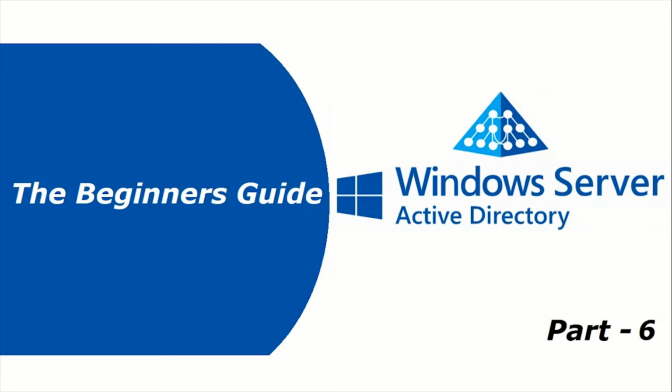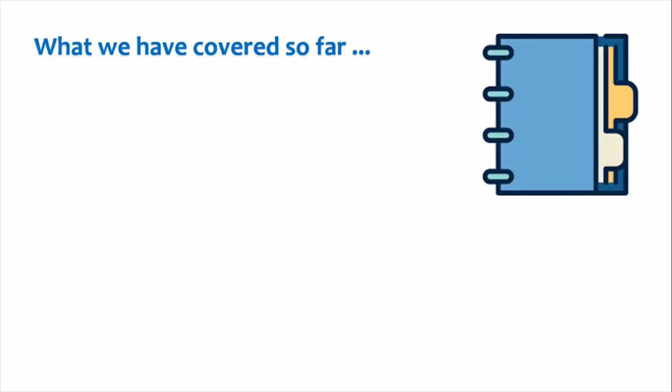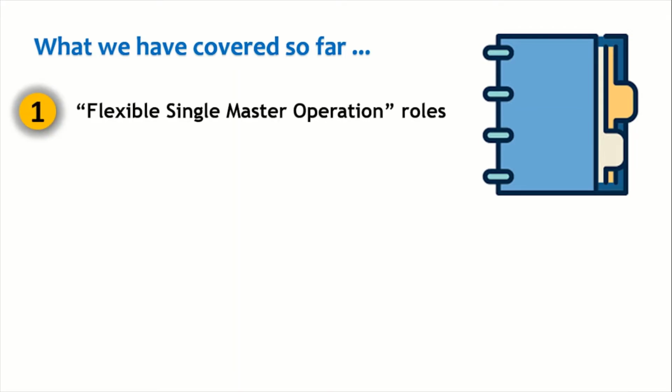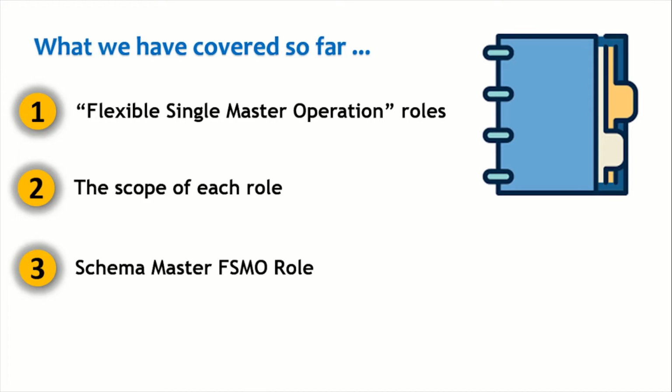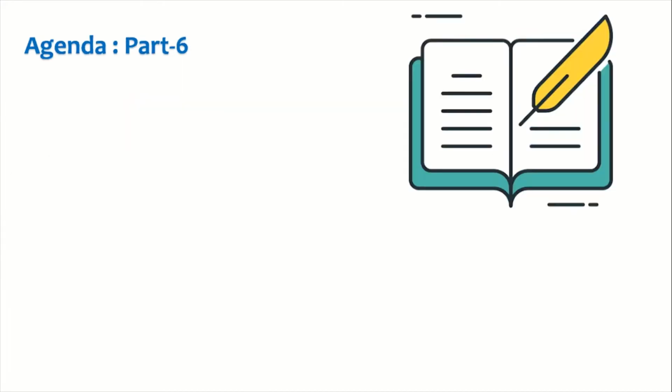Today is our part 6 of the beginner's guide for Windows Server Active Directory. So let's see what we have covered so far. We have covered flexible single master operation roles. We have covered the scope of each and every role, and we have covered the schema master FSMO role. So let's see what we have for part 6 on the agenda today. We'll be taking a look at the domain naming master, our next FSMO role today.